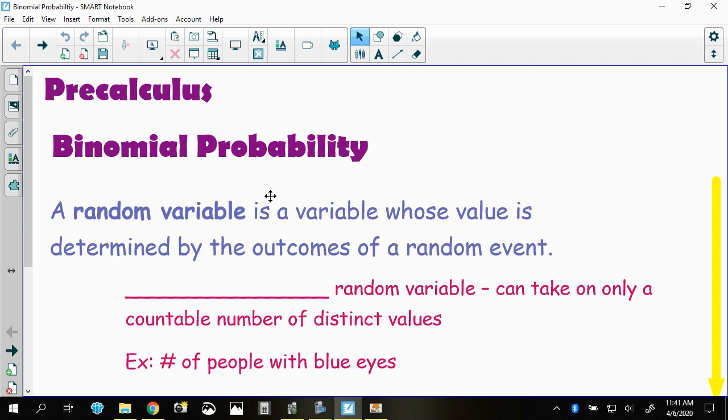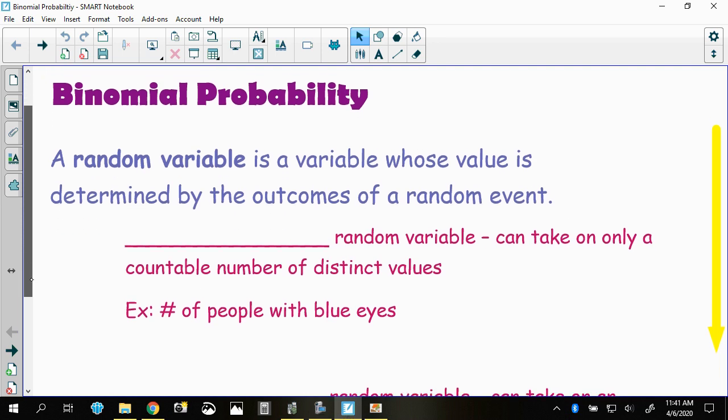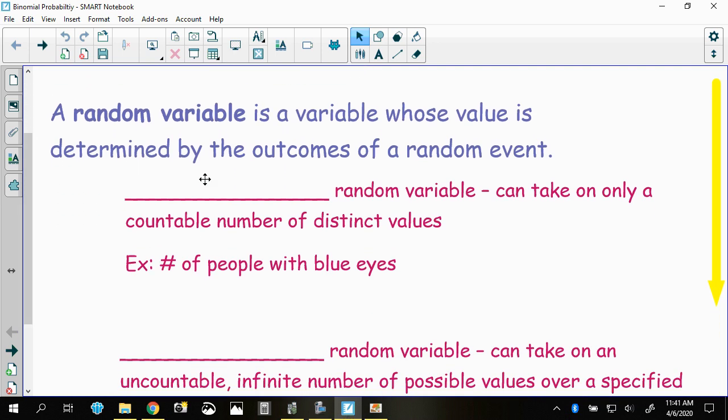So today we're doing binomial probability. Now this is a new concept that we have, and so we're going to talk about some basic things before we get into the binomial stuff. Okay, it says a random variable is a variable whose value is determined by the outcomes of a random event. So we have what are called discrete random variables.